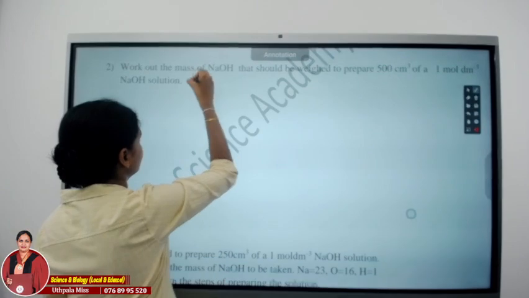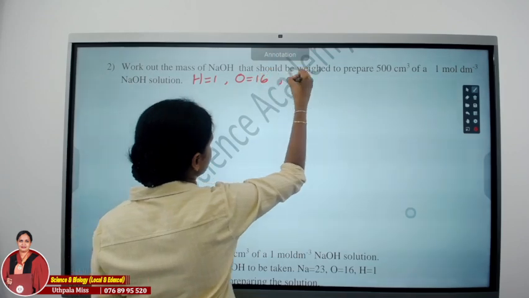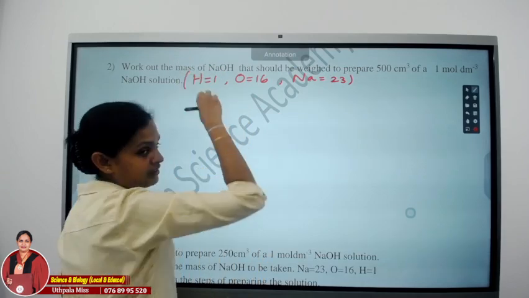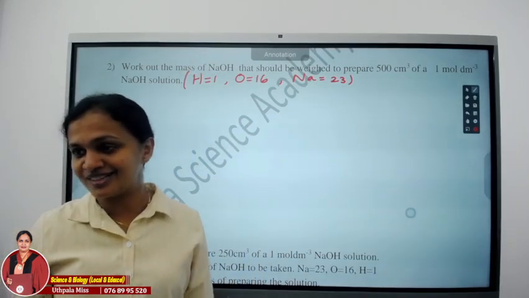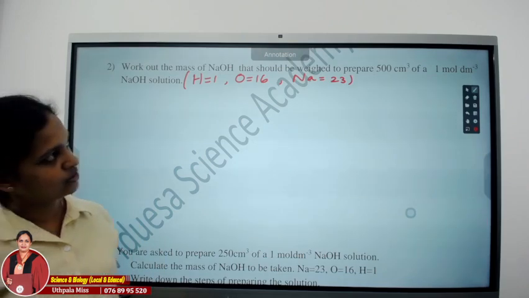Hydrogen equals 1. Oxygen equals 16. Sodium is 23. Right? The relative atomic masses will be given in the calculations. Right? The mass of sodium hydroxide that should be weighed to prepare.